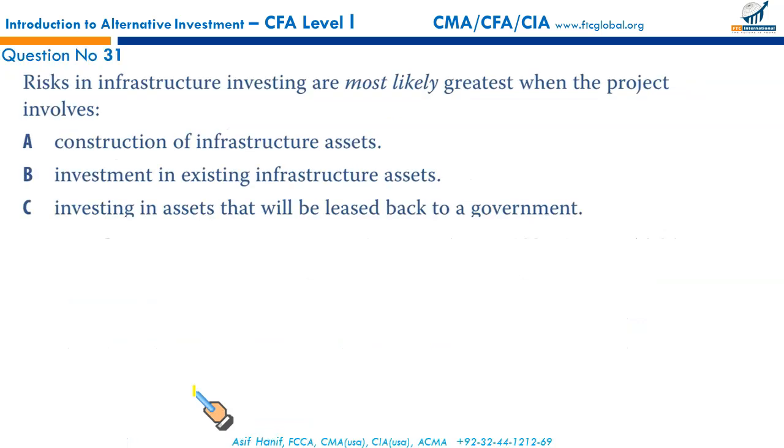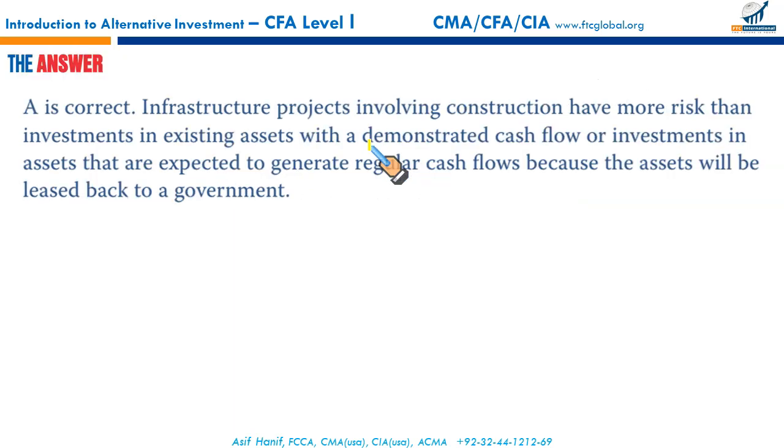Next, risks in infrastructure investing are most likely greatest when the project involves construction of infrastructure assets. Yes, infrastructure projects involving construction have more risk than investment in existing assets. Why? Because these assets will be leased back to the government. So they will have less consistent cash flows than the investment in existing assets. So that makes A to be the correct option.